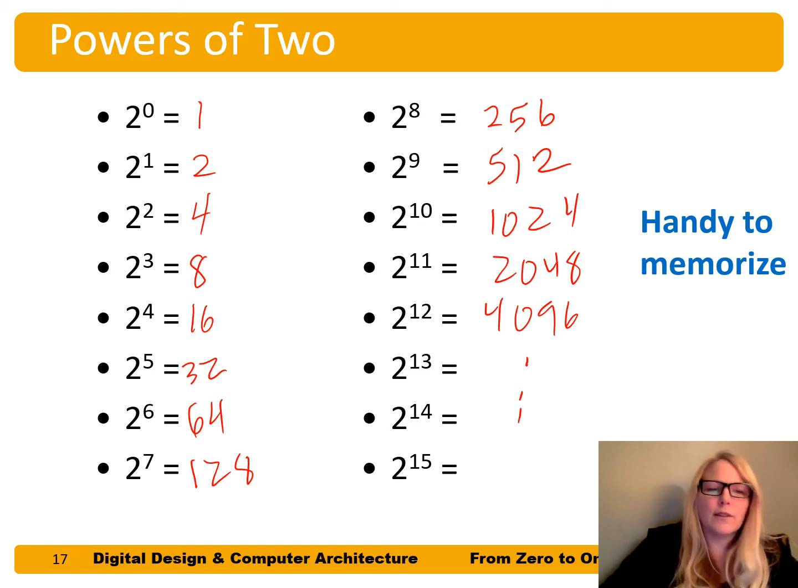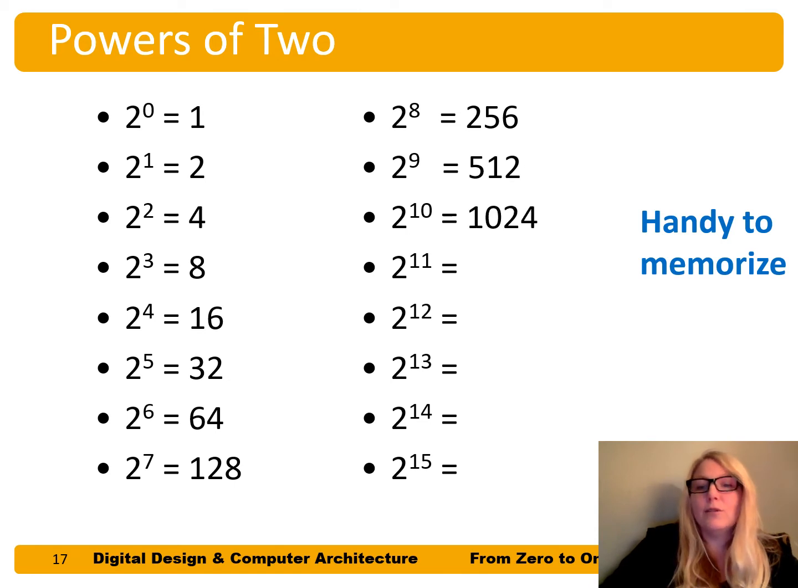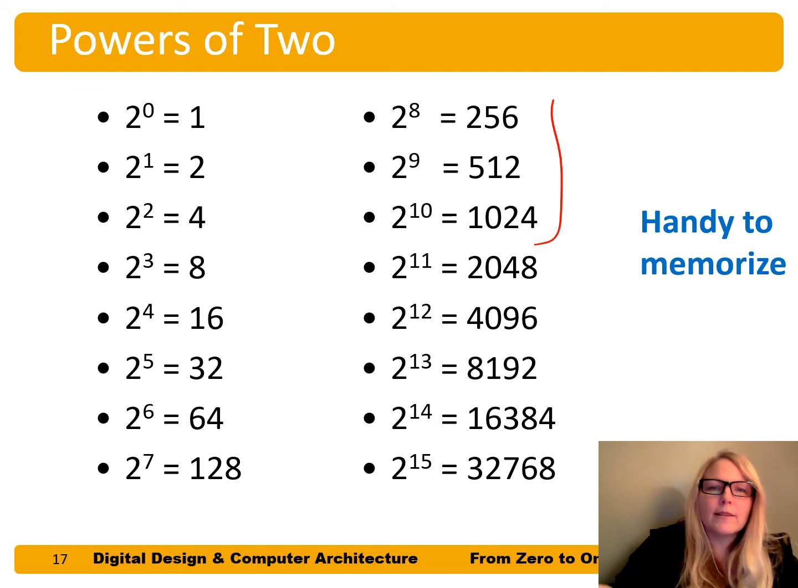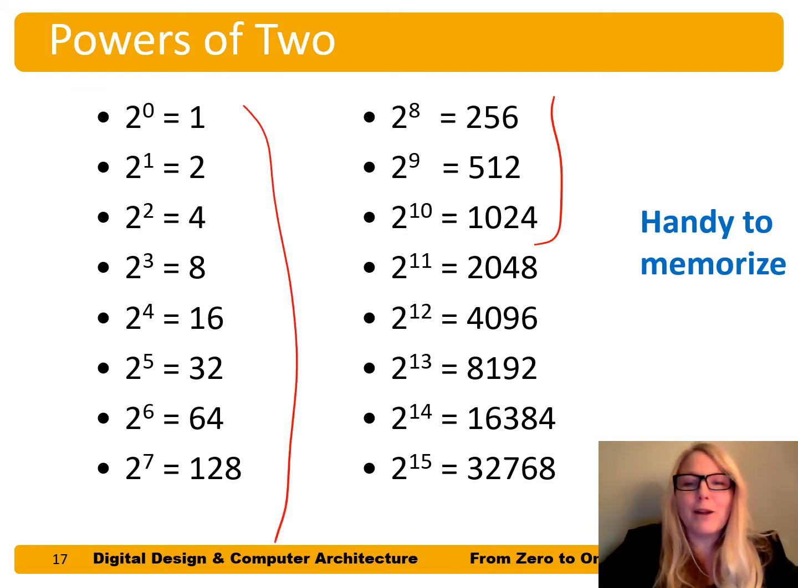and so forth. And so these powers of 2 are really handy to memorize, at least up to 2 to the 10. And then you can memorize the other ones as well. But definitely memorize at least these because we're going to use them a lot. And if you make errors in the powers of 2, they'll propagate to errors in your other calculations.